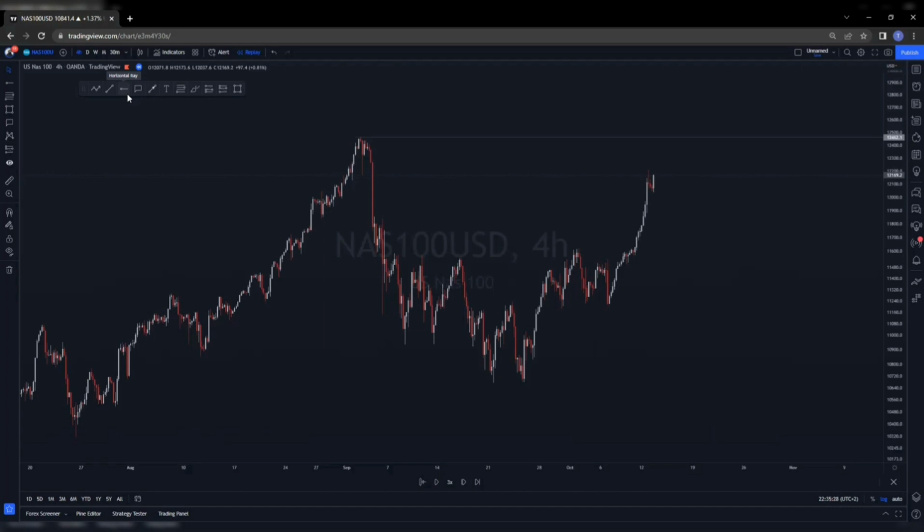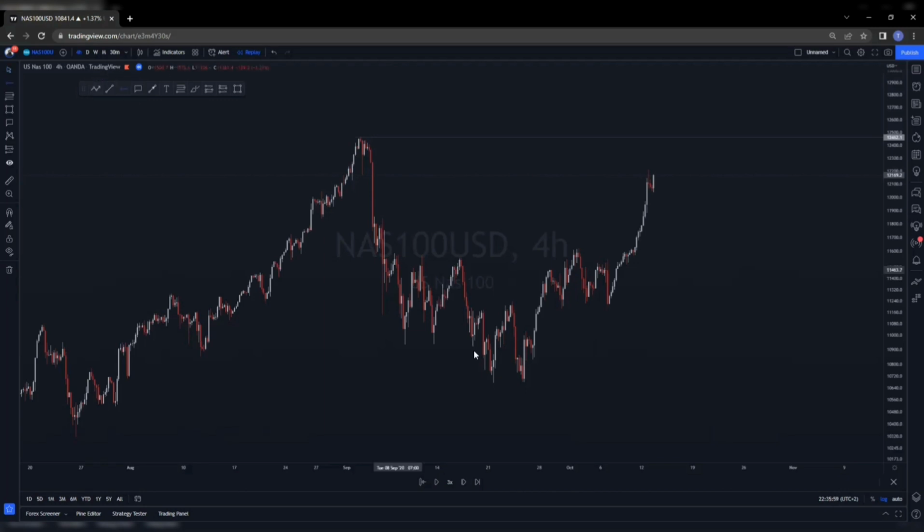The first component is the imbalance. Without an imbalance, you do not have a zone. The second one is the basing candlesticks. Now, you can find trading opportunities on zones that have basing candlesticks that are not necessarily ideal, but you have to have an imbalance in order to trade from that zone.